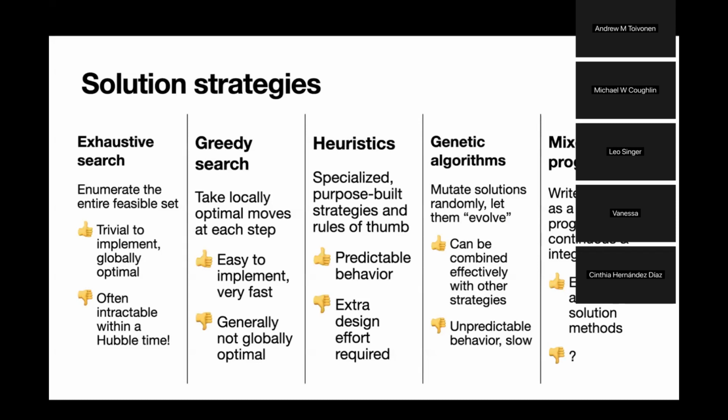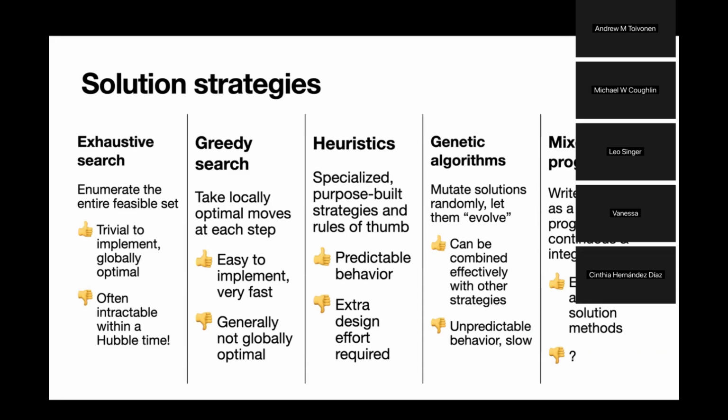You have heuristics, which are specialized and purpose-built rules of thumb. These are strategies that we design, and they have the advantage of having very predictable behavior because they do exactly what we tell them to do. It has the downside that, instead of thinking about what is the thing that we're trying to optimize and what are the constraints, we have to focus on how we meet those objectives and constraints.